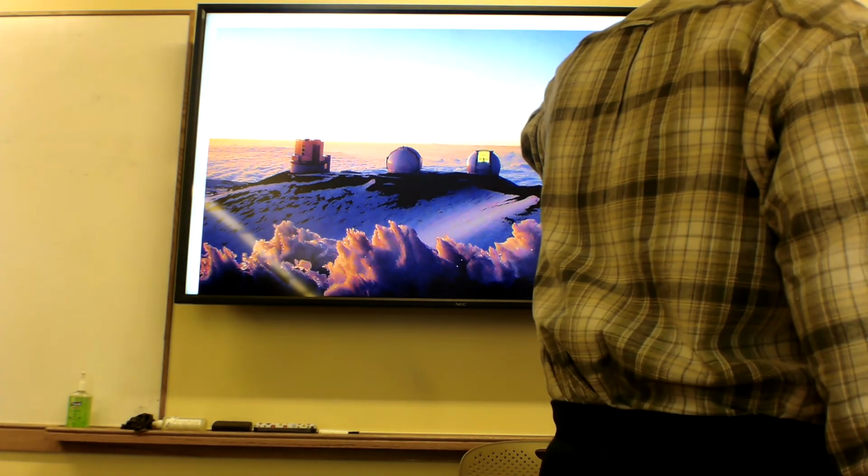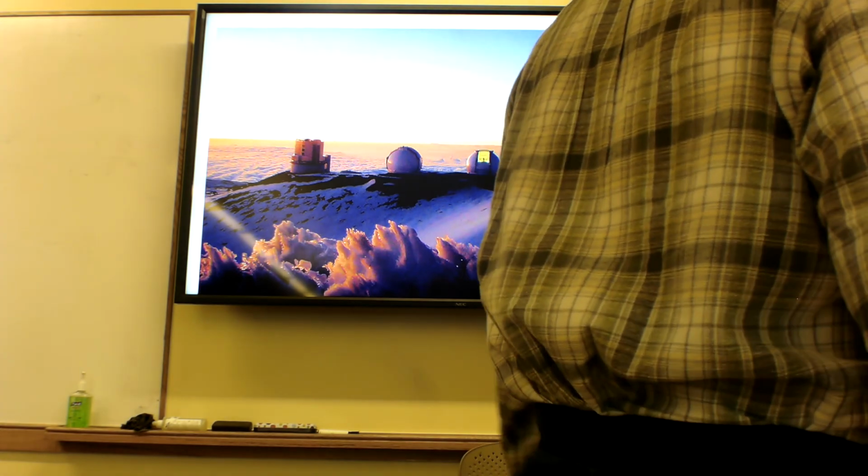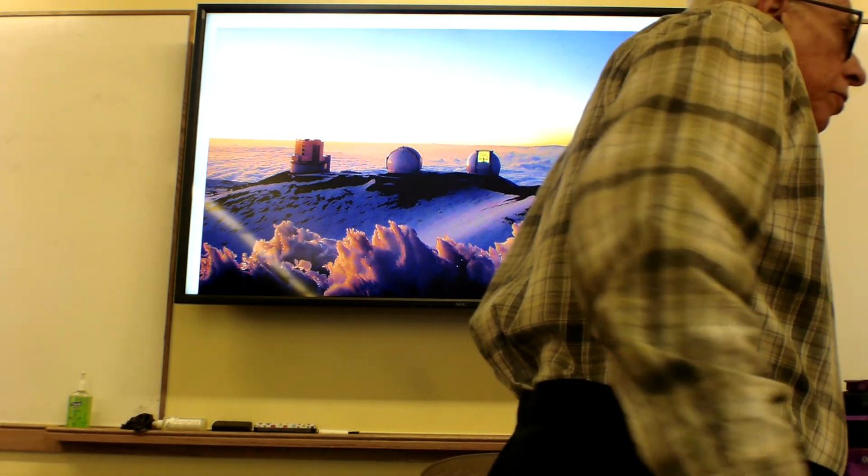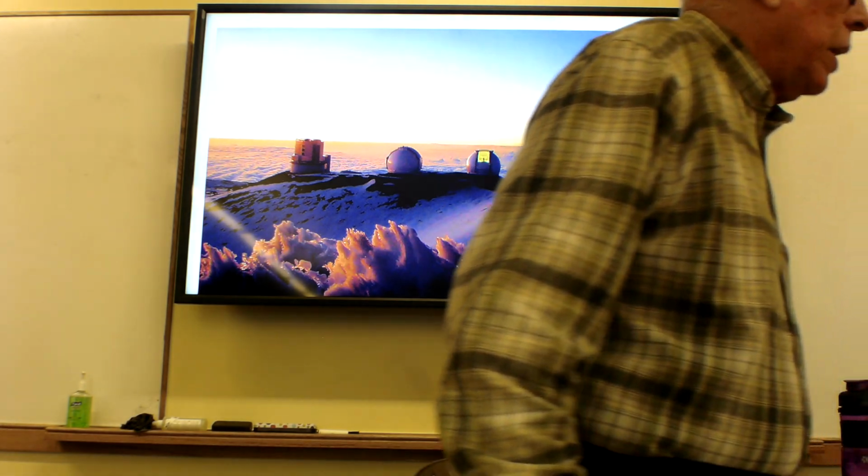Keck, which is in the middle of the picture there, I think Keck's ambition to put smaller telescopes to build an interferometer, I think that died.